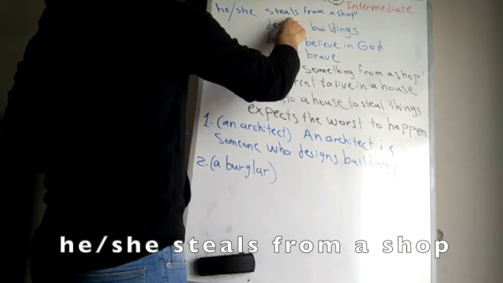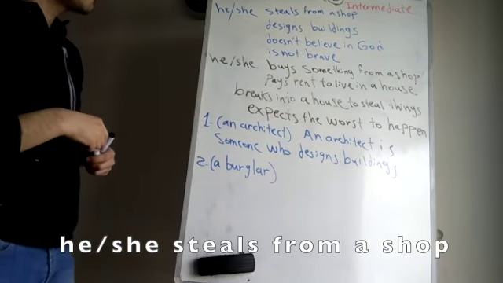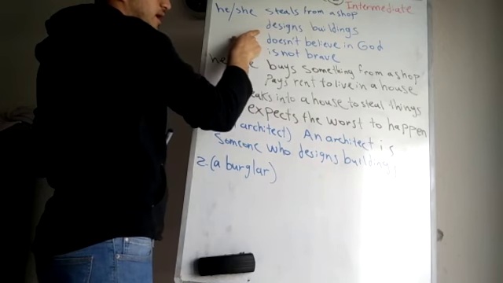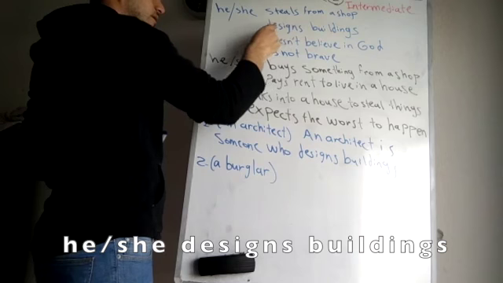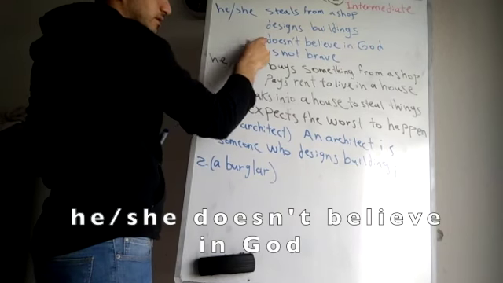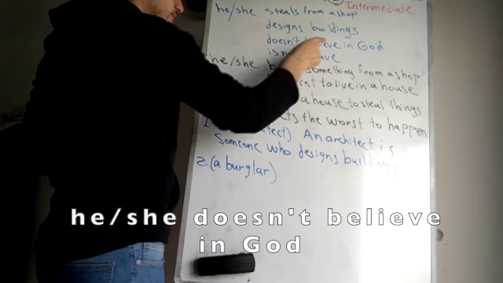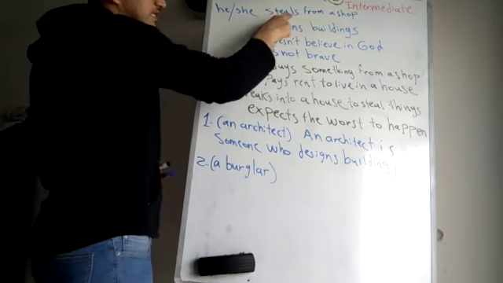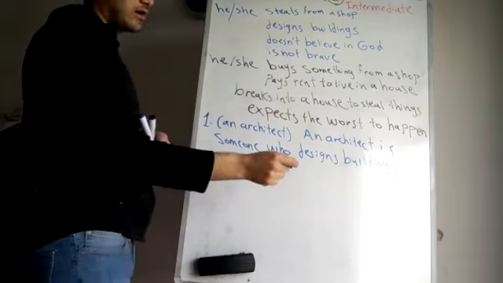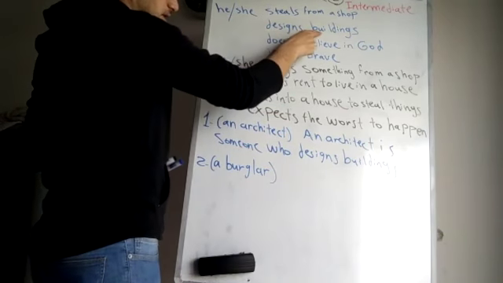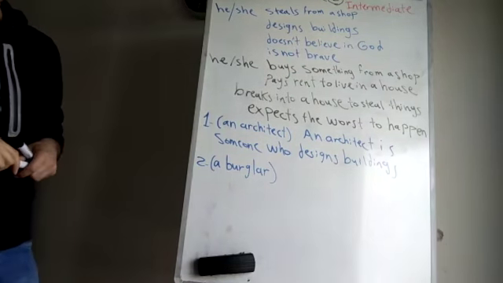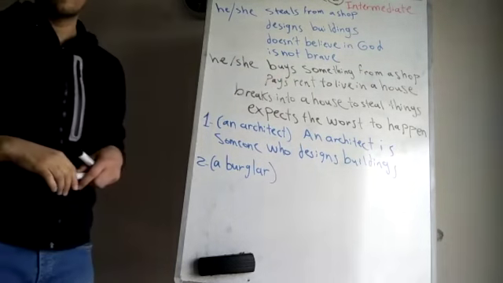steals from a shop. You have to look up the words that you don't know in your dictionary. Steals from a shop. Designs buildings. Doesn't believe in God. Is not brave. So the first one, steals from a shop. يسرق من المحل أو من متجر. Designs buildings. يصمم أبنية. Doesn't believe in God. لا يؤمن بالله.